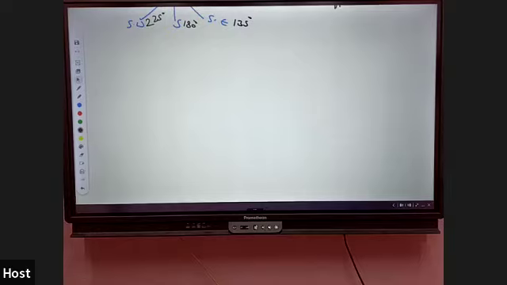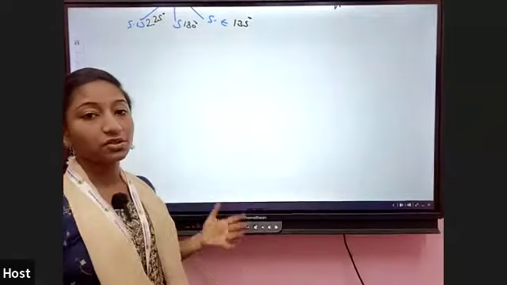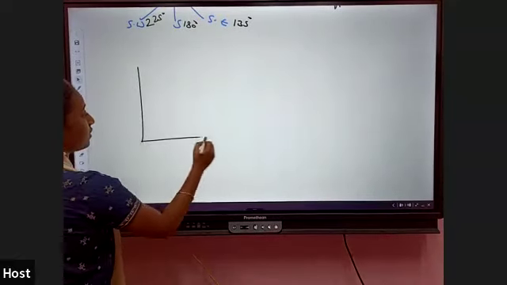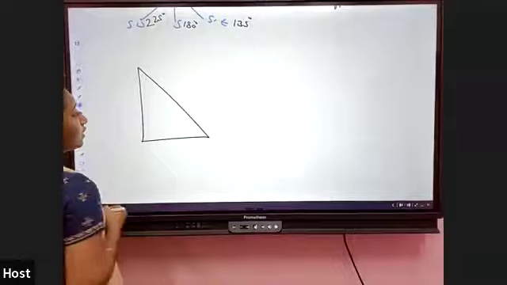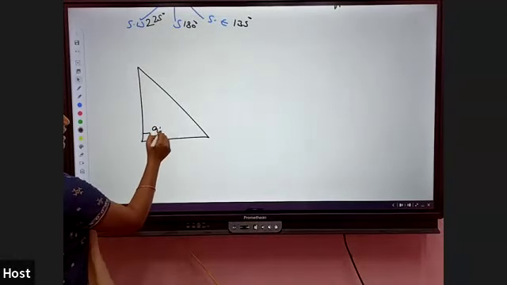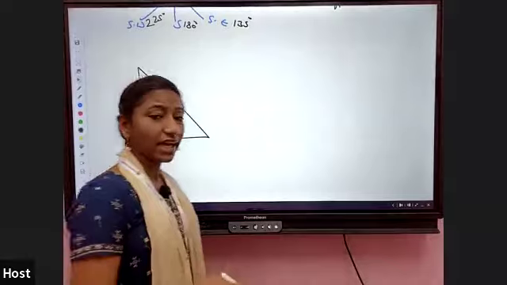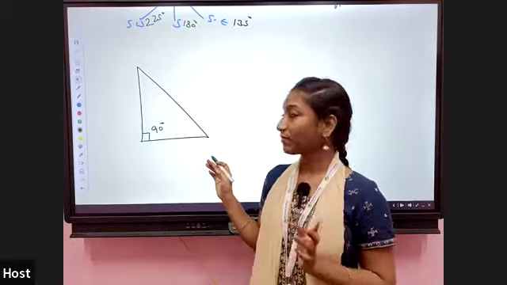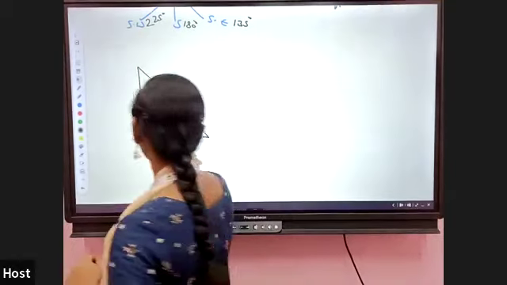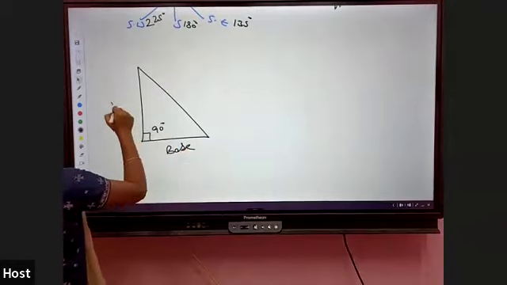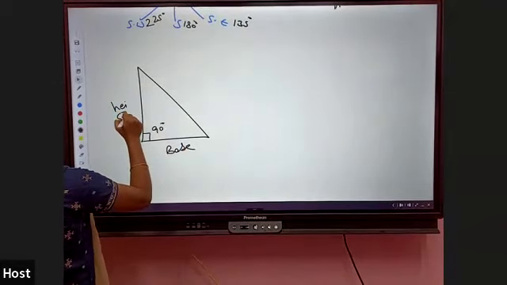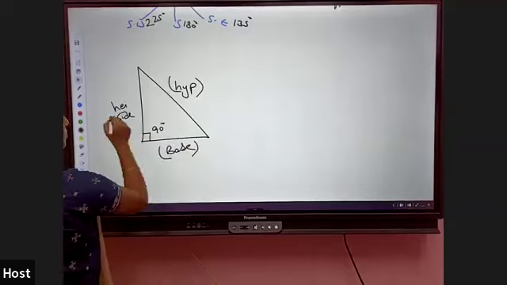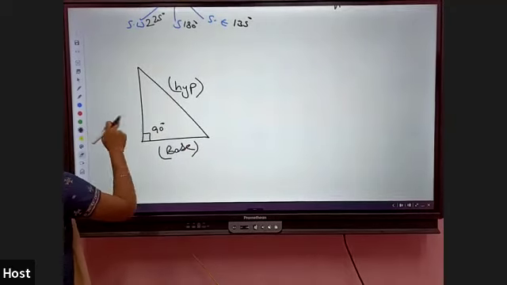Next, coming to the Pythagoras theorem. This is the main topic. You all know the right angle triangle, that means the triangle which has a 90 degree angle. This is called a right angle triangle. So this is called the base, and this is called the height or side. This is called the hypotenuse. Hypotenuse, base, and side.